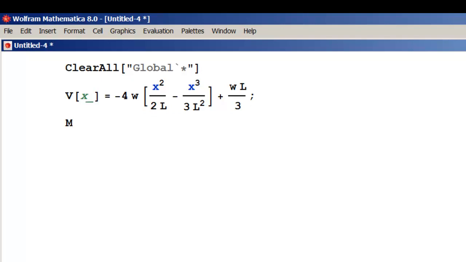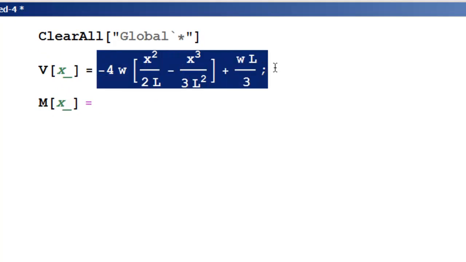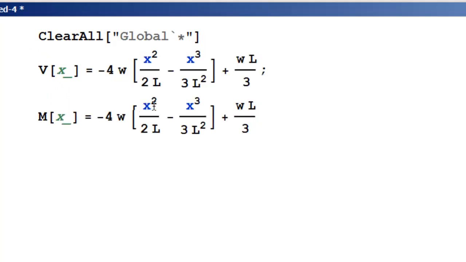I'm gonna define the moment equation, and the easy way is just to copy this and change a couple of things. For example, this is cubed and this is 6, this is 4, and this is 12, and I should multiply by x.